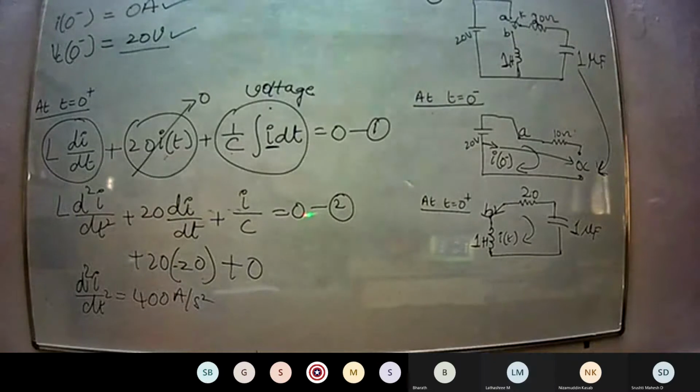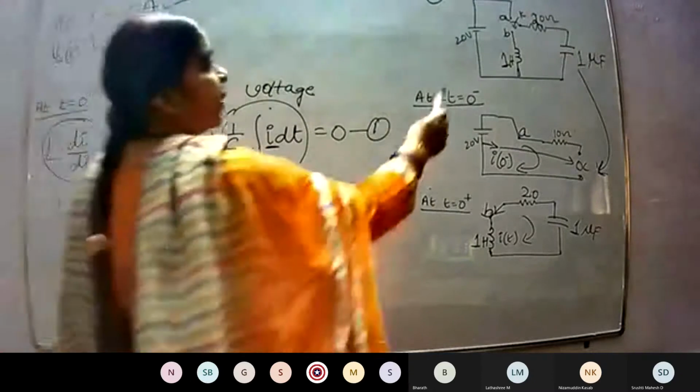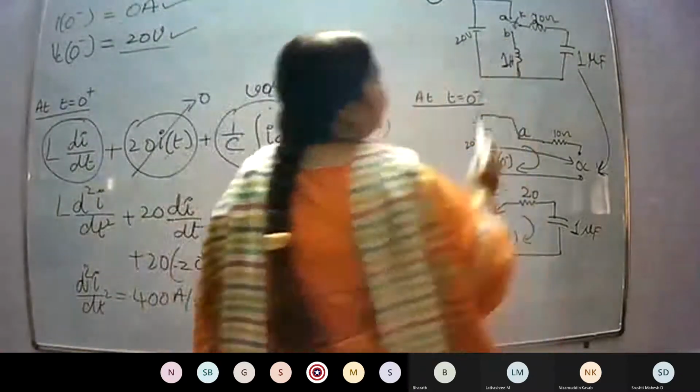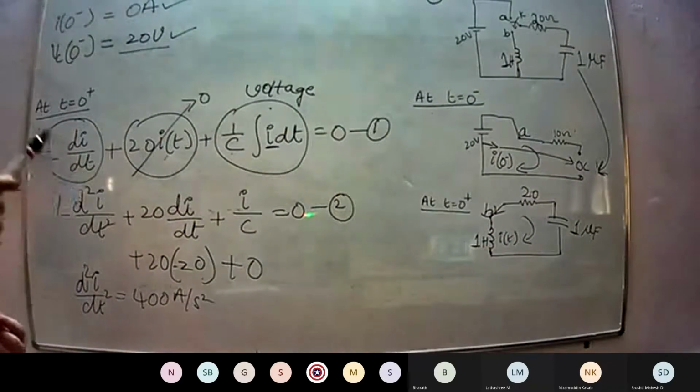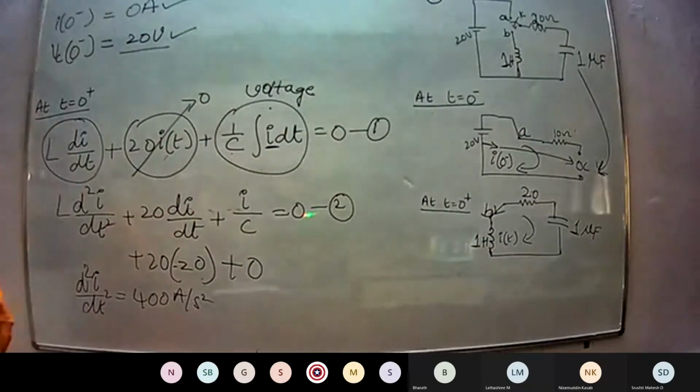Okay. See first, again second example, I'll read the question. For the given circuit, the switch is changed from position A to B. Getting it? The switch is changed from position A to B. From A to B means what? It was at position A first. It is changed from A to B.